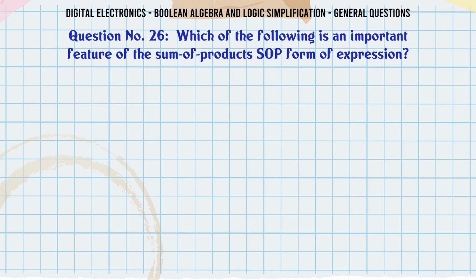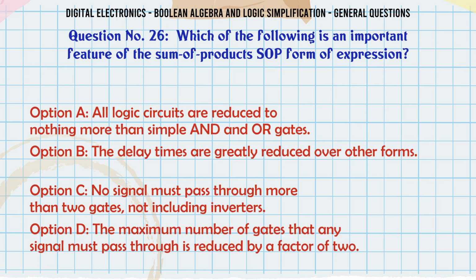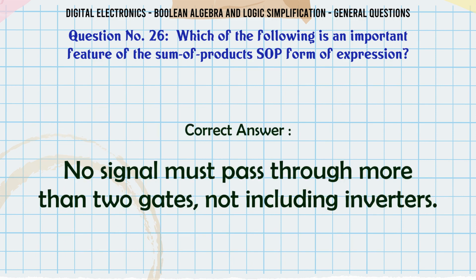Which of the following is an important feature of the sum of products SOP form of expression? A. All logic circuits are reduced to nothing more than simple AND-OR gates. B. The delay times are greatly reduced over other forms. C. No signal must pass through more than 2 gates, not including inverters. D. The maximum number of gates that any signal must pass through is reduced by a factor of 2. The correct answer is no signal must pass through more than 2 gates, not including inverters.